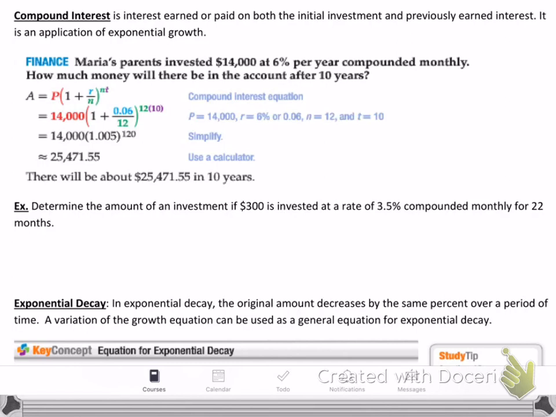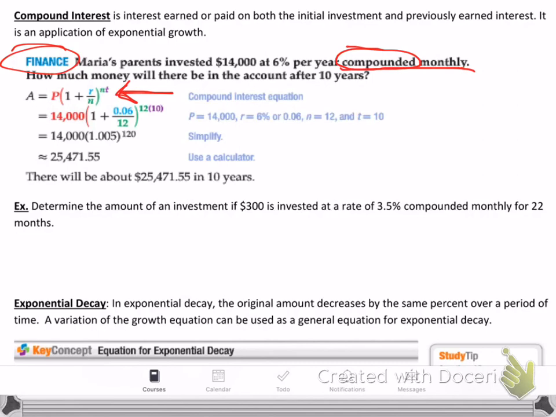All right, now the formula is very similar, but it has a little bit extra. Okay, so the problem says Maria's parents invested $14,000 at 6% per year, compounded monthly. How much money will there be in the account after 10 years? Now, there's a lot of stuff here. First of all, when you see this word compounded, that's when you're going to use this formula. This is the formula right here.